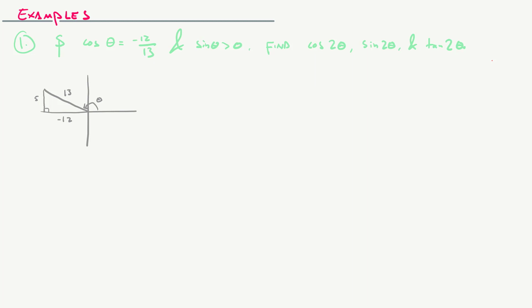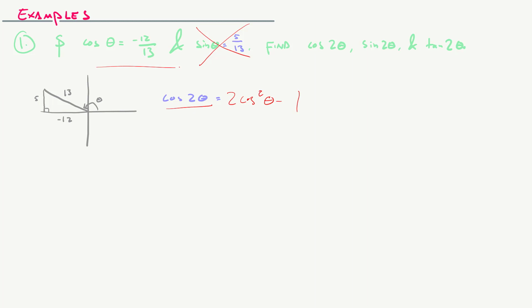Okay, now we have all the information that we need to find cosine 2 theta, sine 2 theta, and tangent 2 theta, because now that we've filled out the triangle, we know the sine of theta is 5/13. So let's start off with cosine of 2 theta, which, by the way, is the one that we have options for. In fact, I could have found this without even finding sine, because we could write it as 2 cosine squared theta minus 1. And cosine theta was given, right?